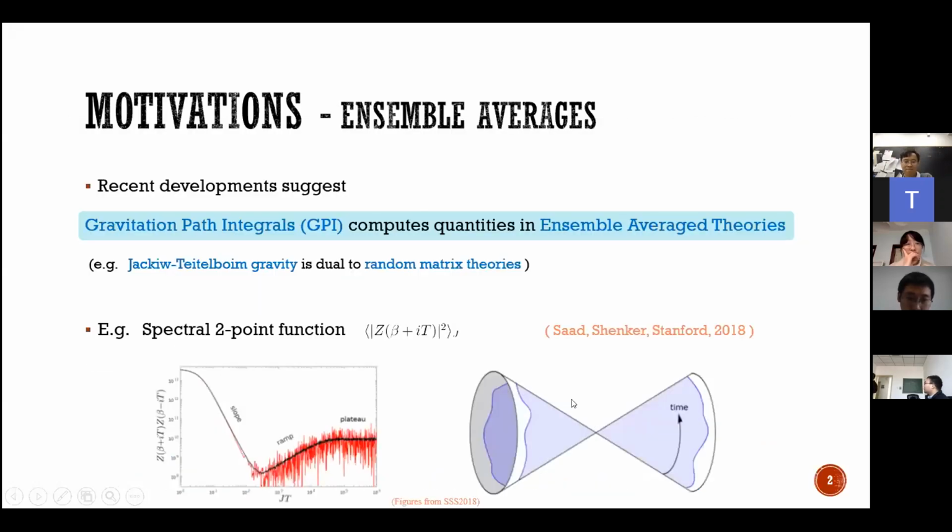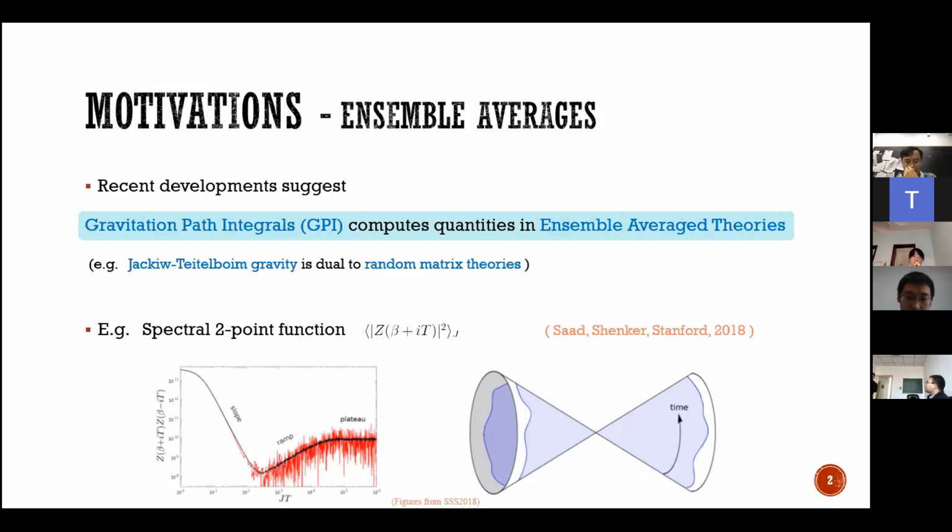As we have all learned, partly from this wonderful conference, there have been quite a lot of breakthroughs in recent years that deepen our understanding of classical GR and especially the gravitational path integral. If we dare to summarize all these recent advances in one sentence, I would choose the following: the gravitational path integral actually computes quantities that are an ensemble average of different theories. The simplest example is the case of JT gravity, which is shown to be dual to an ensemble average of random matrices.